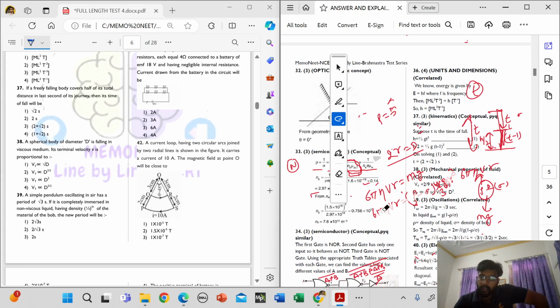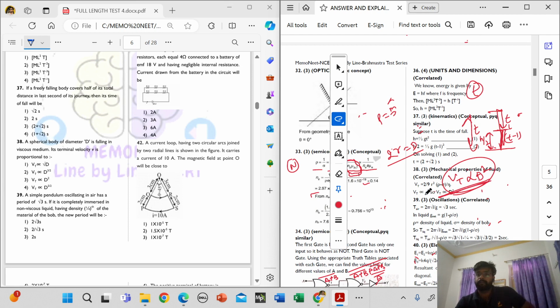When we put 2r equal to d, then we get the terminal velocity proportional to d square. Simple. This viscous force is 6 pi eta v r, this is mg, so we have to balance these things. Simple question. Next question.